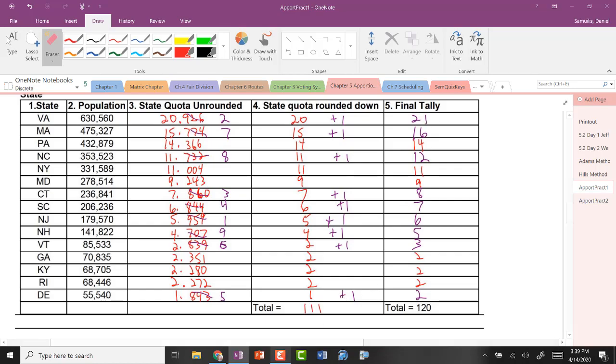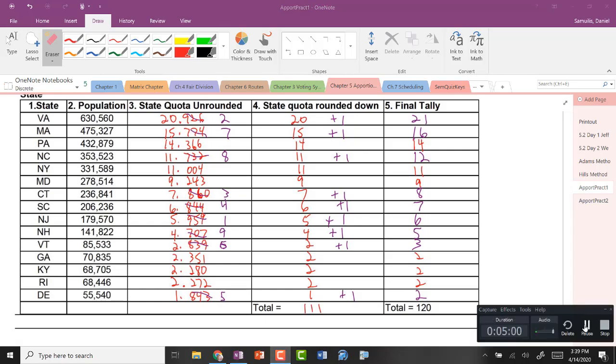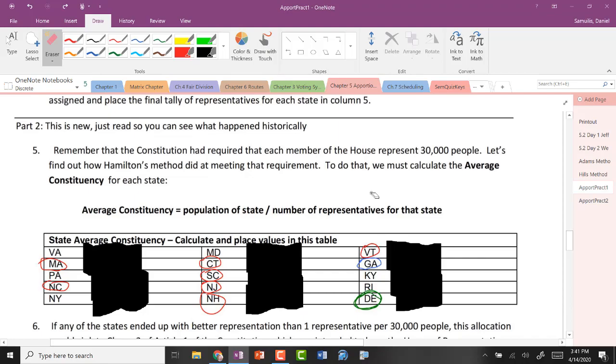And this is what was calculated in the first trial of finding out how many representatives each state should have. Okay, and then part two, this is new, but nothing that we've seen before, but it's easy. This is just what happened historically. Now what the founding fathers decided is, what's the state's average constituency? Here's the simple formula for that.